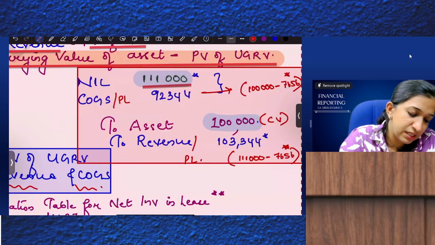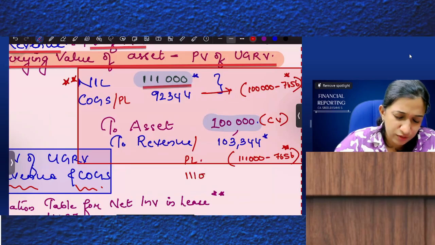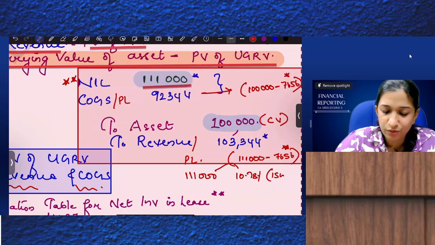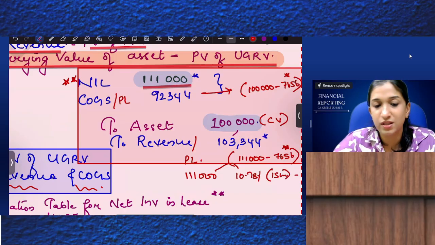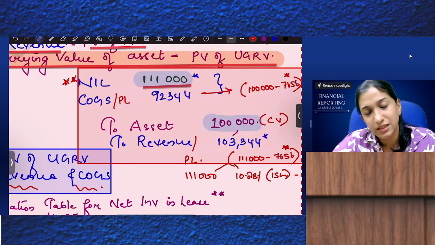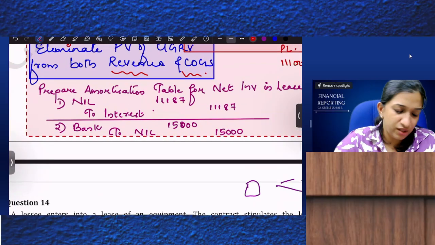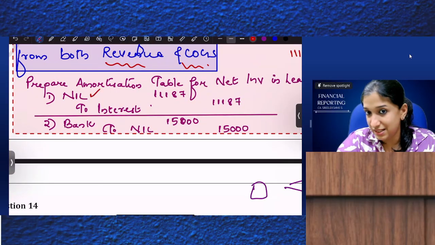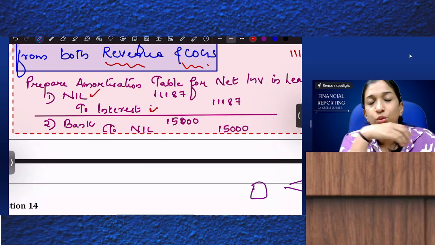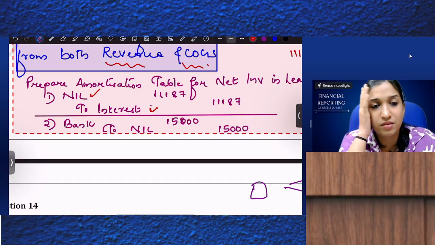So there is a lease receivable. Amortize: opening 1,11,000, unwind at 10.078%. You received 15,000. Closing balance, unwind at 10.078%. Repayment 15,000. You do it. Lease receivable. The journal entry will be net investment in lease to interest. Asset, so interest. Bank to net investment in lease. It will be closed. Finally, you will get residual value and this will be closed.